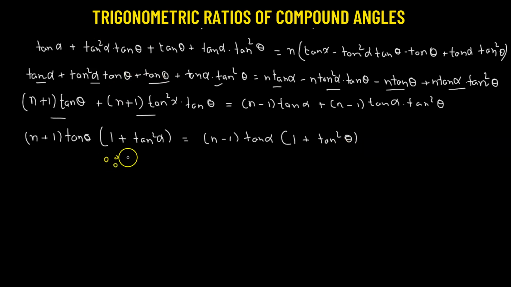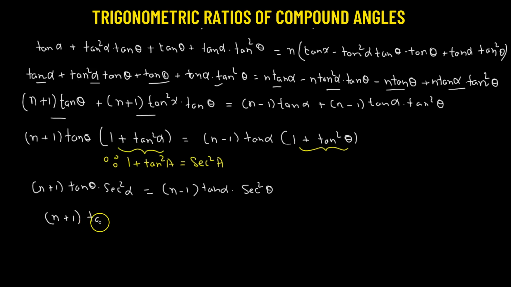So we know that 1 plus tangent squared a is equivalent to secant squared a. So you can use this identity to replace 1 plus tangent squared alpha with secant squared alpha and 1 plus tangent squared theta with secant squared theta. So now we should get n plus 1 multiplied to tangent theta. We're going to divide both sides with secant squared theta times secant squared alpha, so that we can get rid of the secant squared alpha from the left hand side and secant squared theta from the right hand side. So on the right hand side we have n minus 1 multiplied to tangent alpha divided by secant squared alpha.